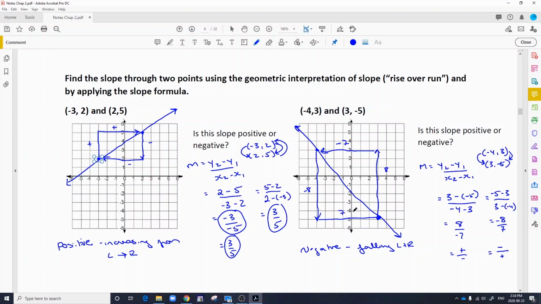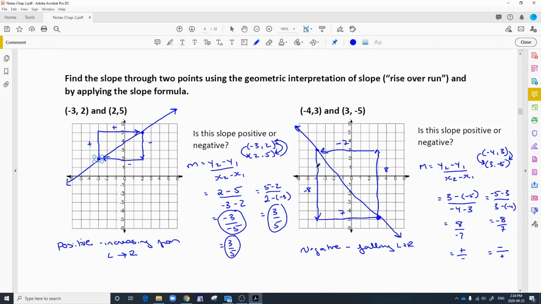So we're going to be doing one of two things. Number one, finding the slope of a line. You can do that using the slope formula, or you can do that by counting. You could go from a point to another point. So if I go up 8 and left 7, I have a negative slope of -8/7.